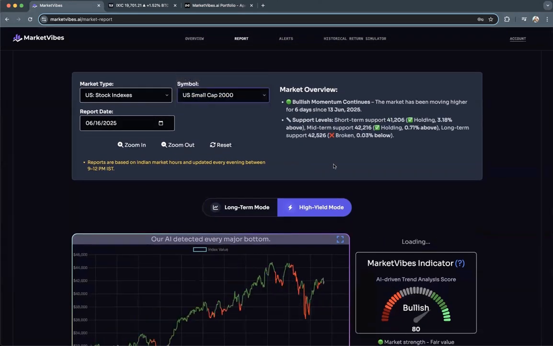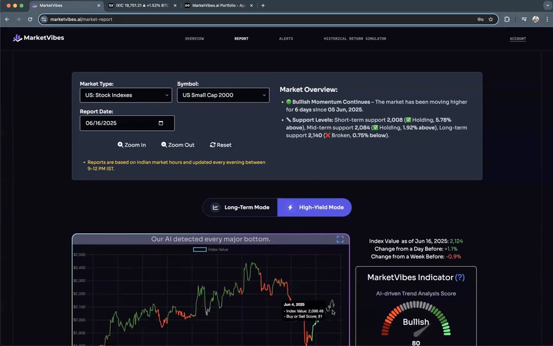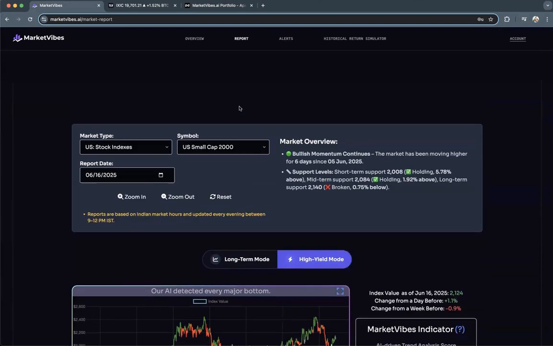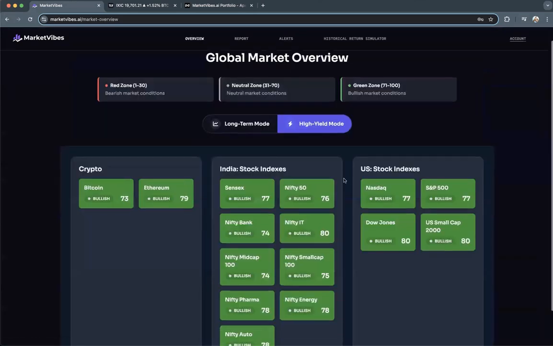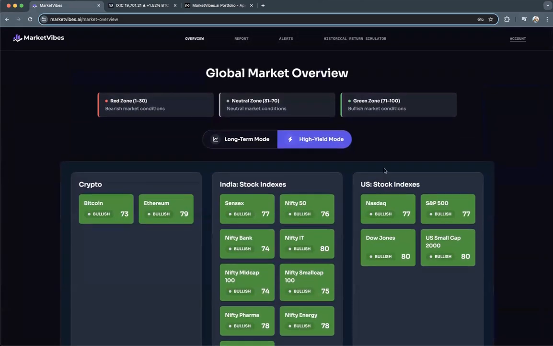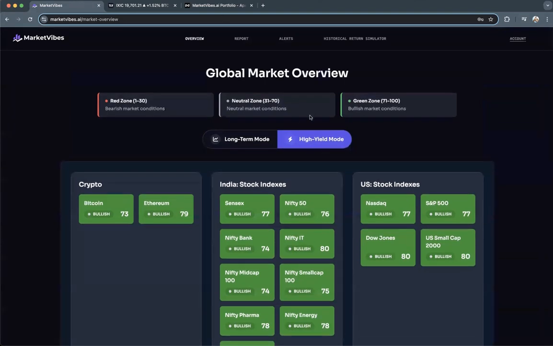And then there is US small caps, which is also 80, which basically means that today in that small uptrend it had, it turned green again, right? So as I said, anytime it's green, it's a go-ahead signal, and anytime it's red, it's basically an exit signal, right? And that's what I'm interpreting from what I'm seeing at MarketVibes.